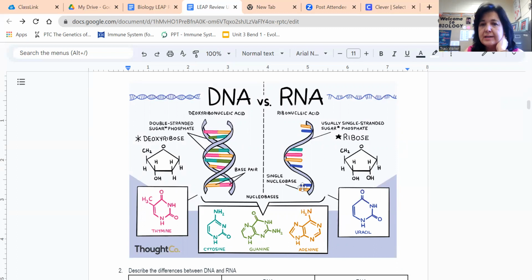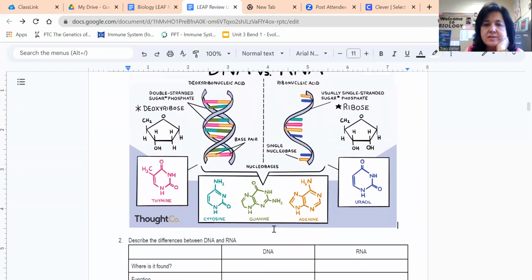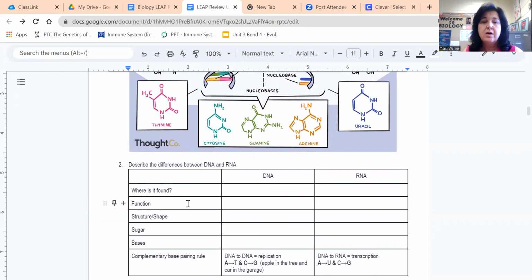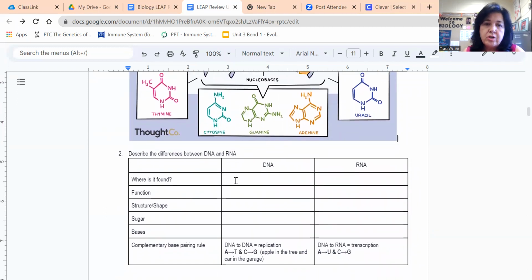For RNA, the main difference is that instead of being a double-stranded helix, it is just a single strand. Again, this blue ribbon-shaped structure is your single-stranded sugar and phosphate groups, and then the little bars sticking off are your nitrogenous bases, or your nucleobases. Okay, so let's go over that again in this chart, and I recommend you take notes on your paper as I fill in this chart.